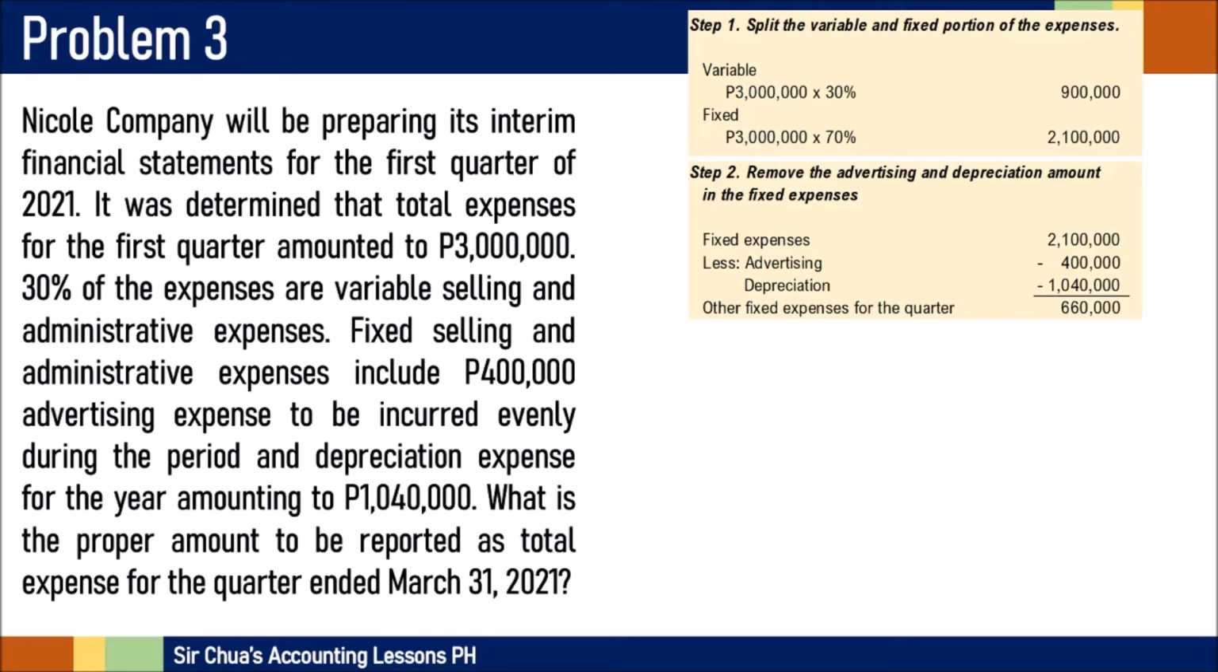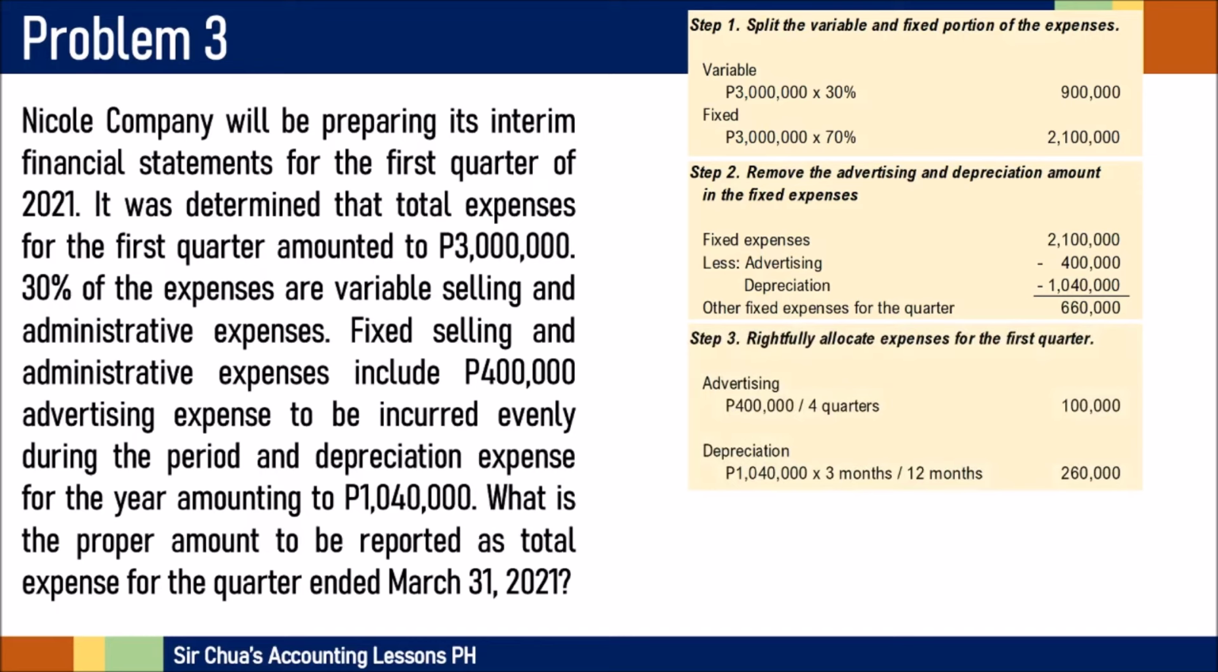The other fixed expenses relative for quarter 1 is 660,000. And then, you rightfully allocate the expenses for the first quarter. Your advertising of 400,000, sinabi naman po sa problem, to be incurred evenly during the period. So, 400,000 will relate to all 4 quarters of the year. You just have to divide it by 4 to get the quarter 1 advertising expense of 100,000.